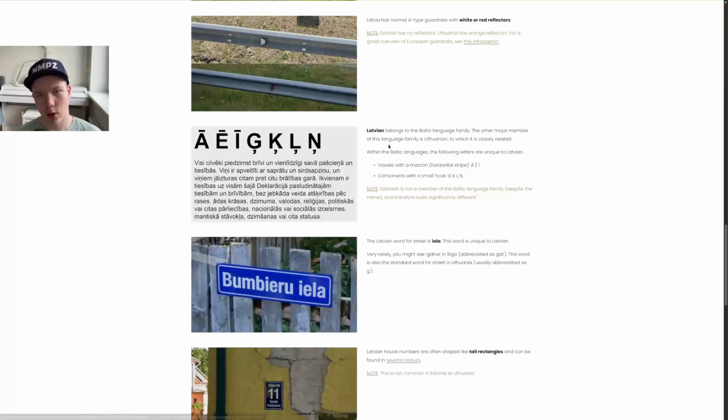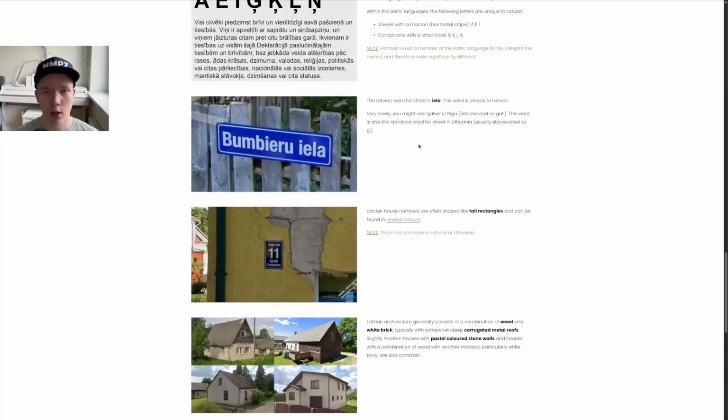Latvian, these are the kind of unique letters. I didn't even know you cannot see those in the Lithuanian language. Interesting. Did not know that, but I guess that's actually good to know. The Latvian word for street is iela. Don't know how to pronounce that. If there are any Latvians watching this video, you can tell me. Maybe it was right. I don't know.